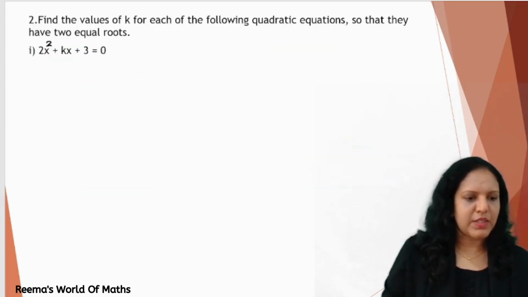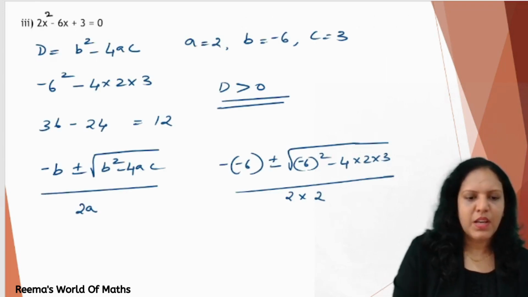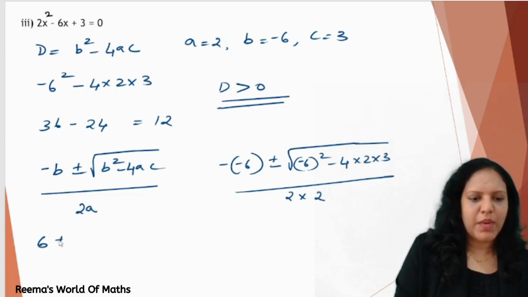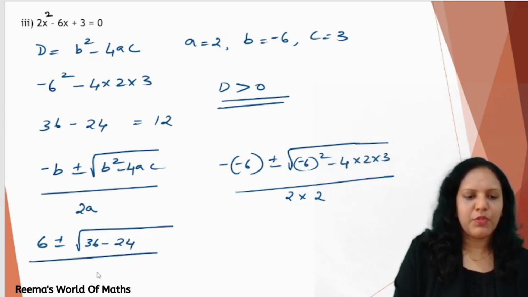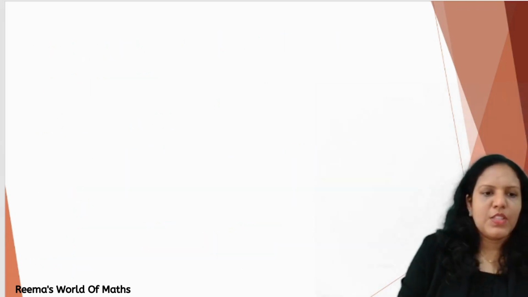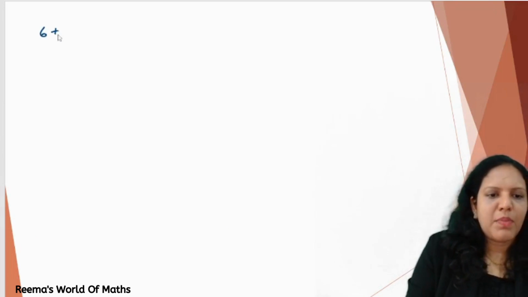Let's write it on the next page. Minus 6 becomes 6, so it is 6 plus or minus the square root of minus 6 squared minus 4 into 2 into 3. That will be 36 minus 4 into 2, 8, 8 times 3, 24, divided by 4. So that is 6 plus or minus the square root of 12 divided by 4.